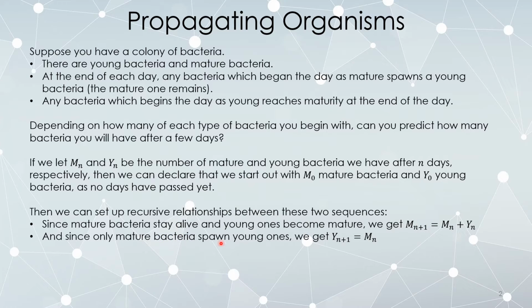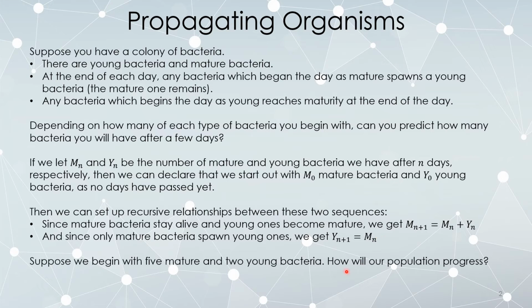But only mature bacteria spawn young ones. So how many young bacteria I have at the end of a day is how many mature bacteria I started with. So at the end of a given day, the number of young bacteria is how many mature ones we had at the start of that day. So suppose we begin with 5 mature and 2 young bacteria. How will the population progress?